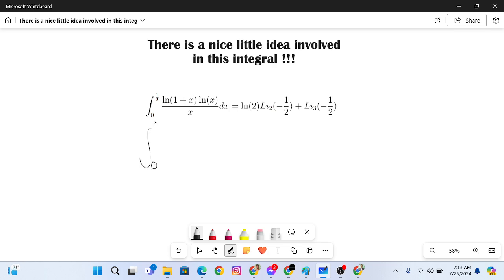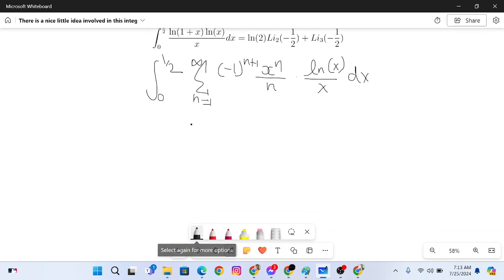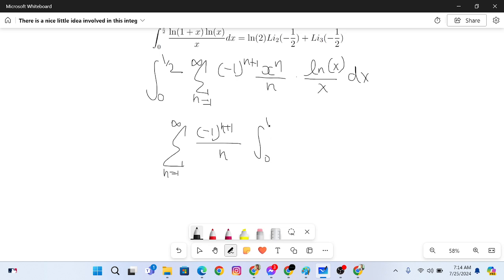We have the integral from 0 to 1/2, and now its sum representation, or Taylor series representation, is the sum from n equals 1 to infinity of (-1)^(n+1) x^n / n. And over here we have ln x / x dx. Next, we will interchange the sum and integral and take the constants out of the integral. So we will have the sum from n equals 1 to infinity of (-1)^(n+1)/n, and the integral from 0 to 1/2 of x^(n-1) ln x dx.